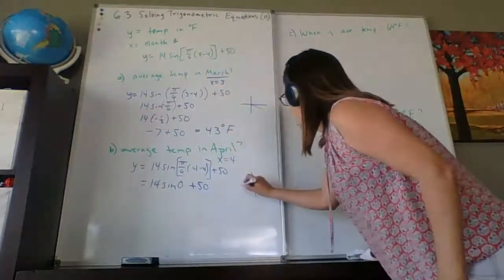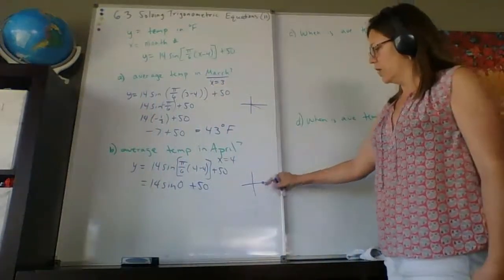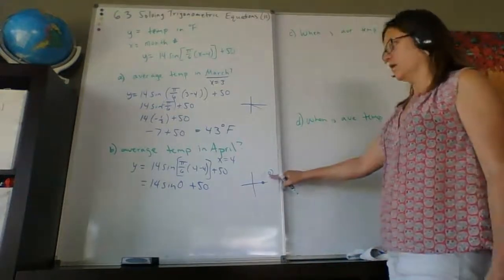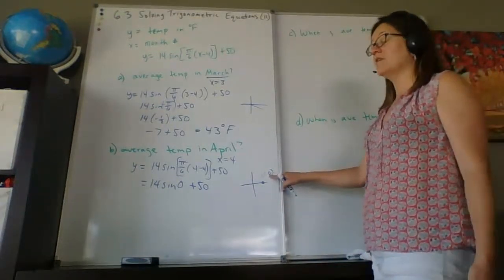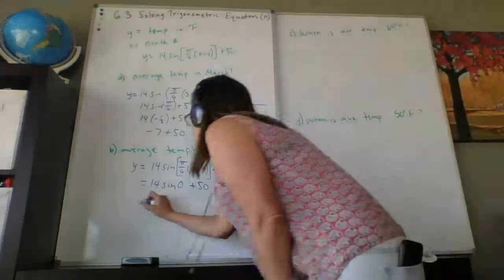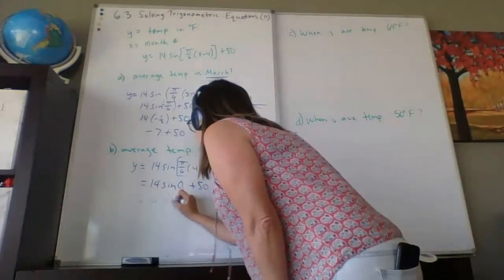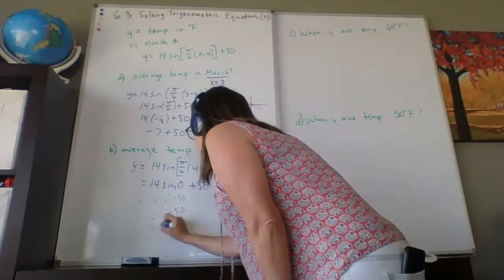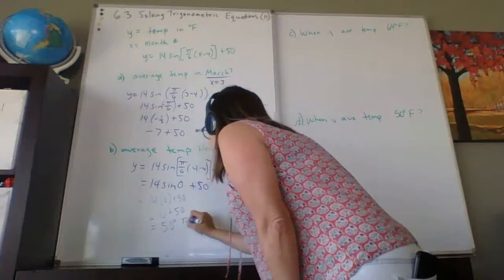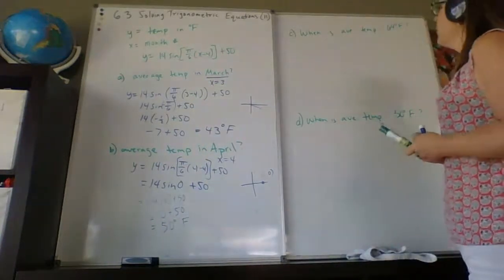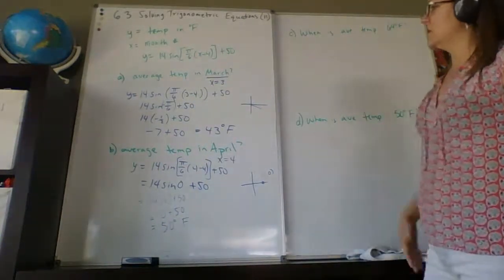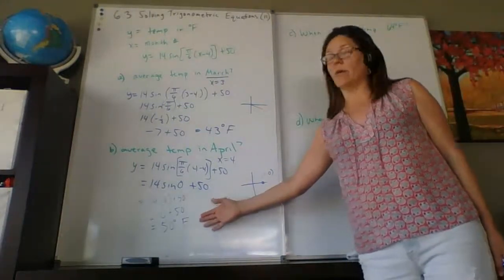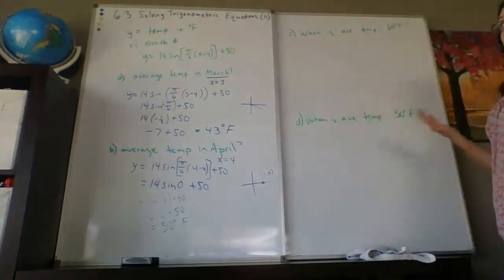Off to the side, the angle 0 gives us the coordinates 1, 0, and the Y value, or the sine value, is 0. So sine of 0 is 0. So 14 times 0 plus 50, or 0 plus 50, gives us 50 degrees Fahrenheit. And that does make sense that we would expect colder average temperatures in March than in April, considering that Vancouver is in the northern hemisphere.